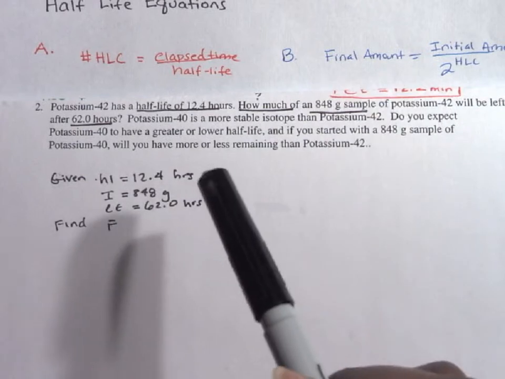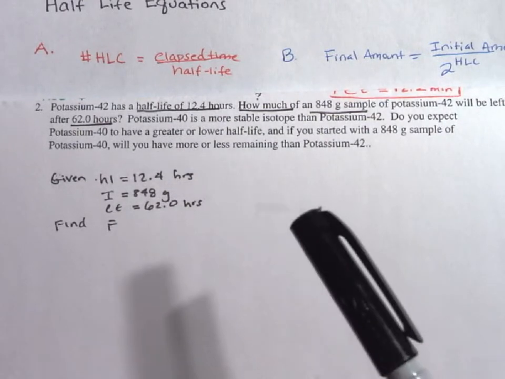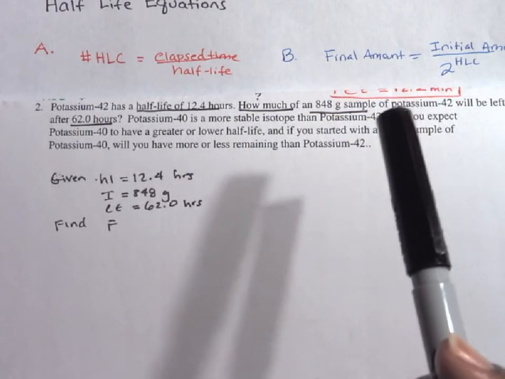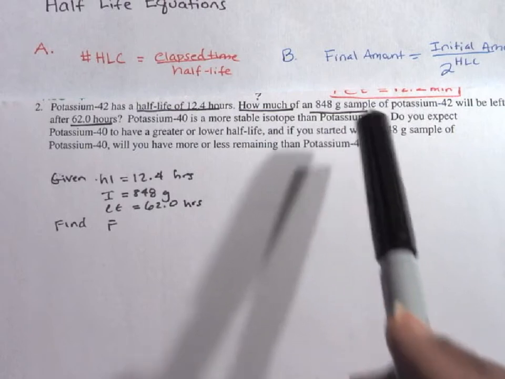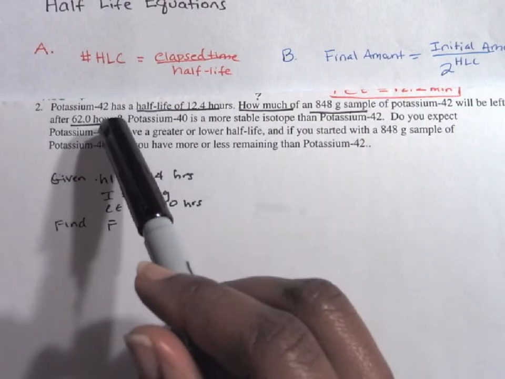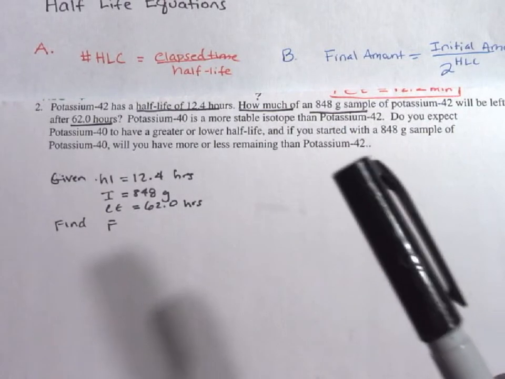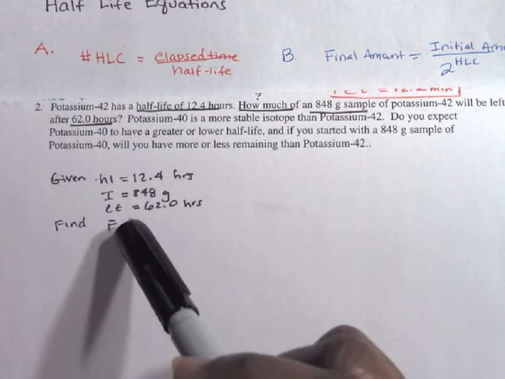So in this case, we're given the half-life, 12.4 hours. We are given the initial amount, 848 grams. We're also given the elapsed time, 62 hours. What we're asked to find here is the final amount.